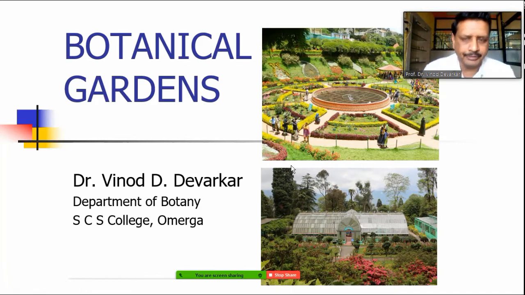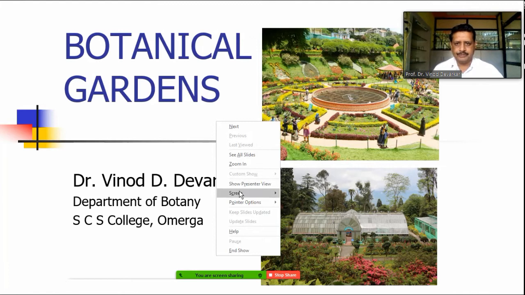Today we start with botanical gardens. See the beautiful view of gardens which are present in India and abroad. These two gardens are from India.